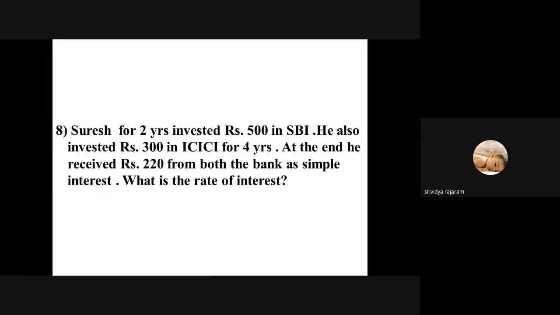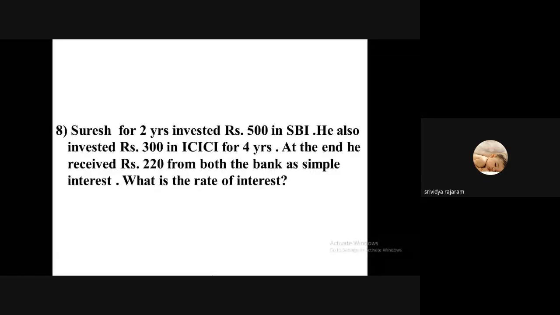So 10%. Okay, what is the answer? So what is the question actually conveying? At the end, he receives rupees 220 from both the banks. So what is this 220 actually? It is nothing but the total simple interest amount which he is receiving from both the banks. That is, this 220 is nothing but simple interest from SBI bank plus simple interest from ICICI bank together is equal to 220, as given in the question.